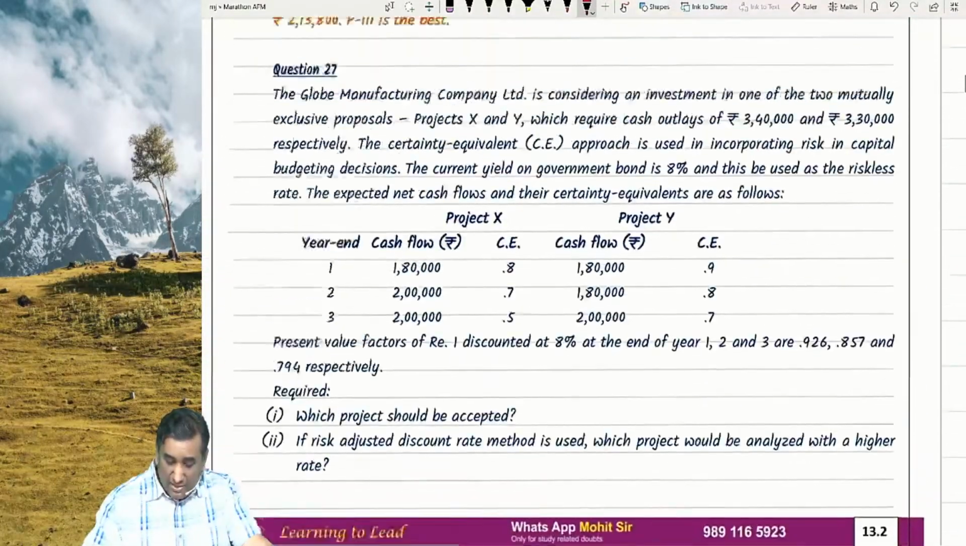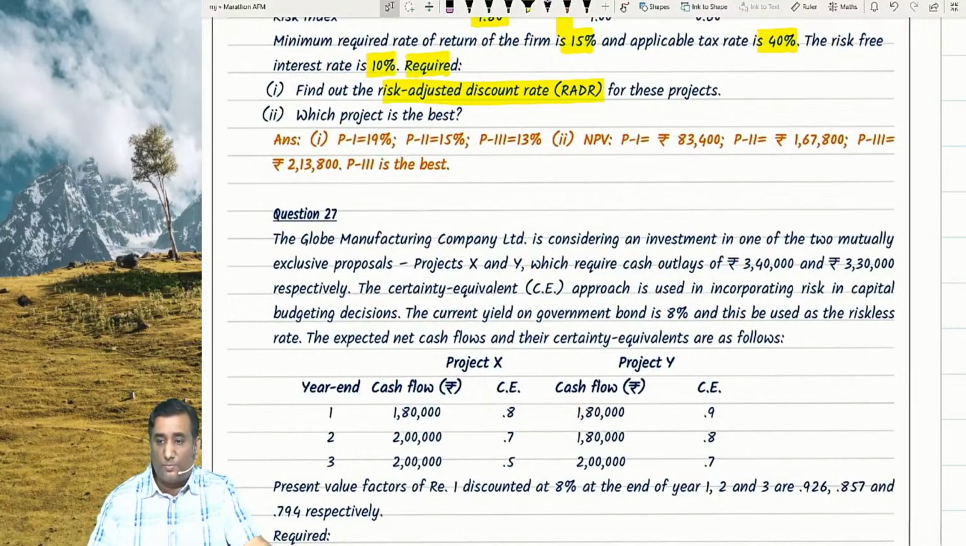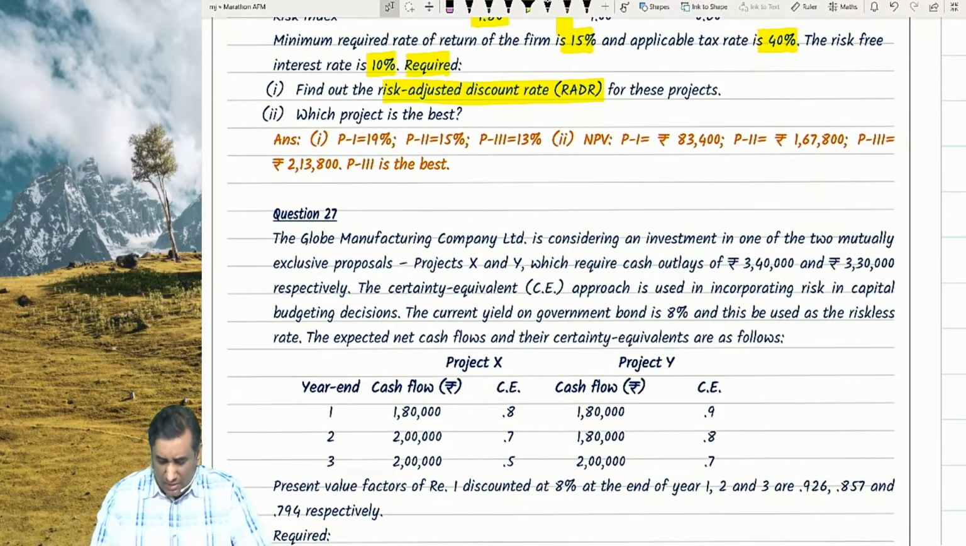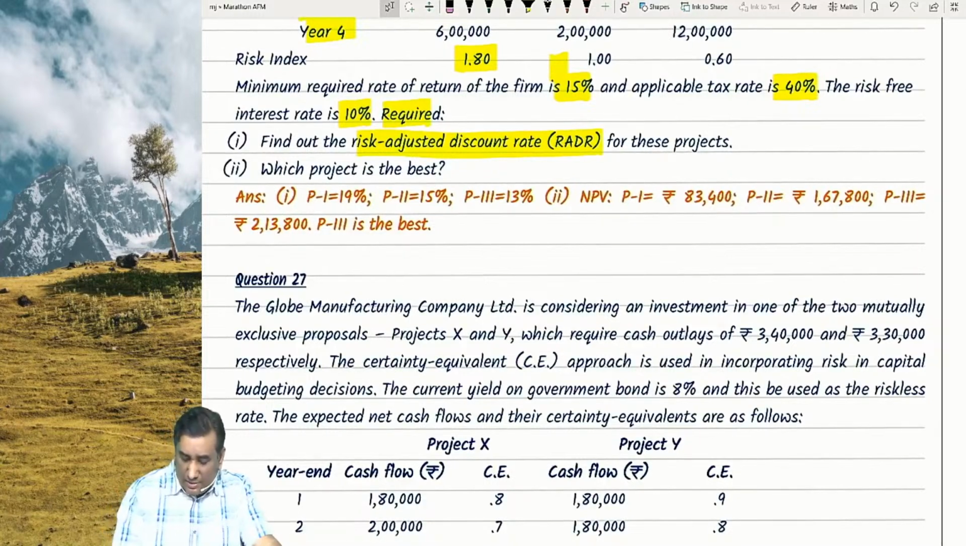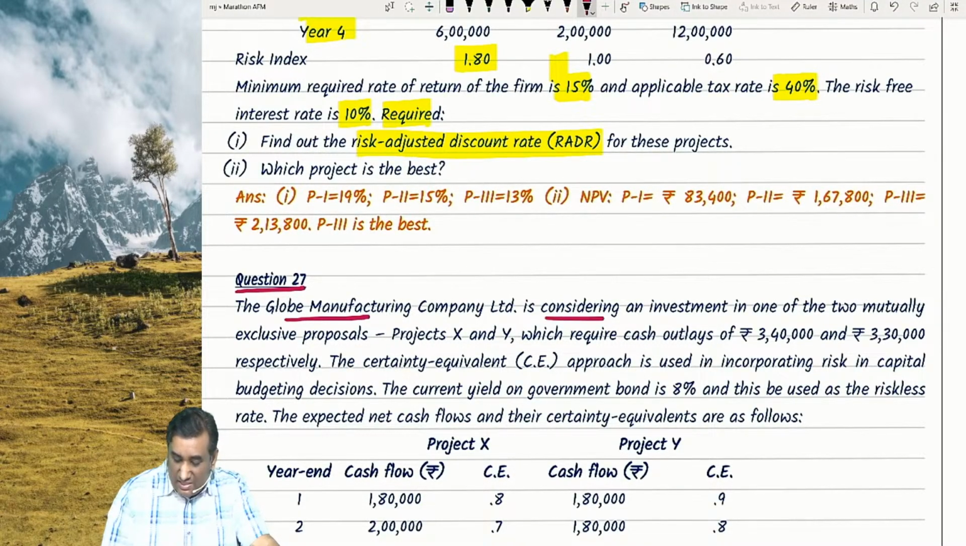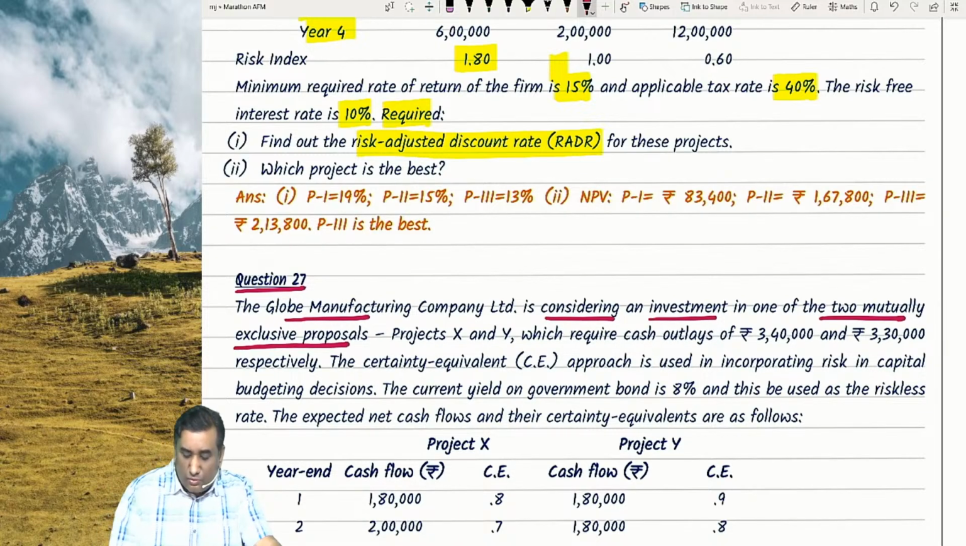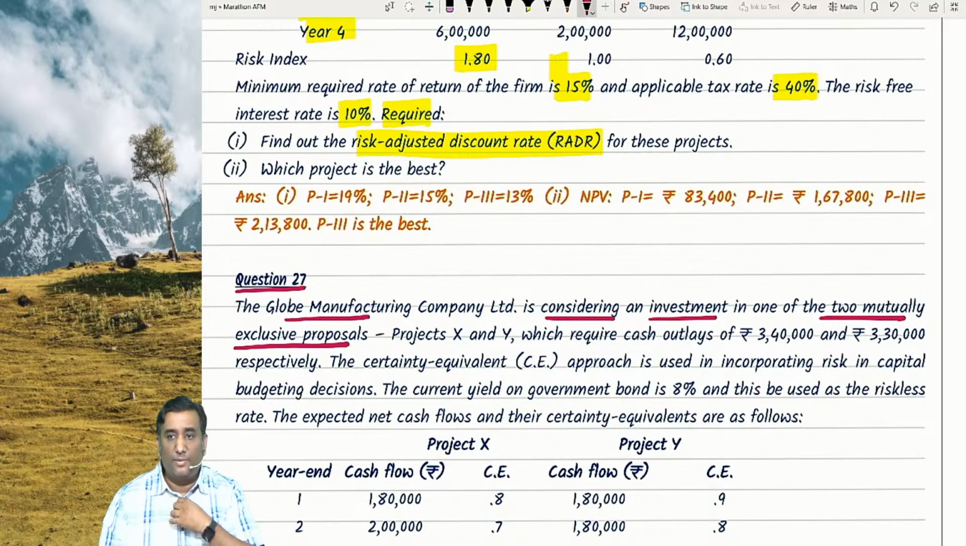The prima facie question which comes, important from this topic, is the one I've taken. We'll practice one more after this, because these questions are simpler. The Globe Manufacturing Company Limited is considering investment in one of the 2 mutually exclusive projects. That means out of the 2 only one can be taken. Projects X and Y.